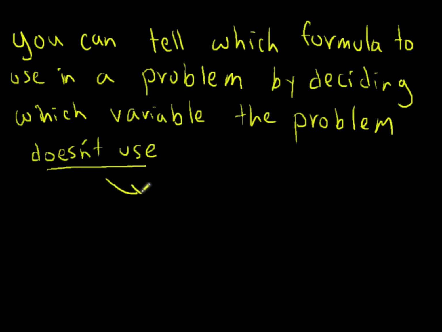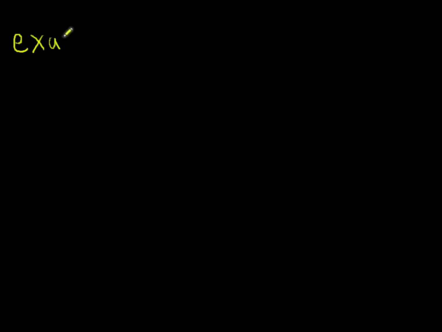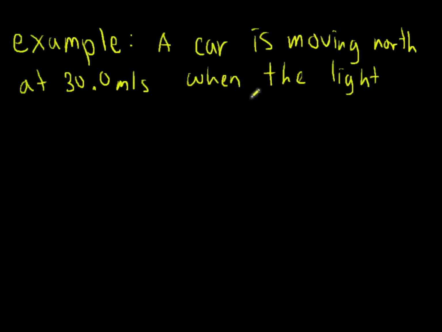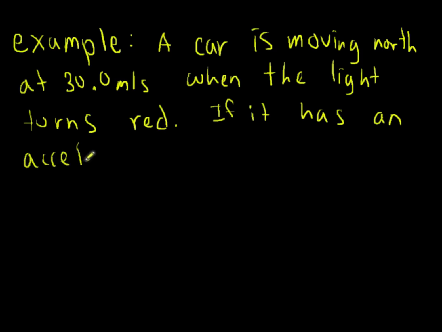This is the variable that we labeled dc when we wrote out the equations, or don't care. Here's an example that shows you how this works. A car is moving north at 30 meters per second when the light turns red. If it has an acceleration of 8 meters per second south, how far does the car travel?